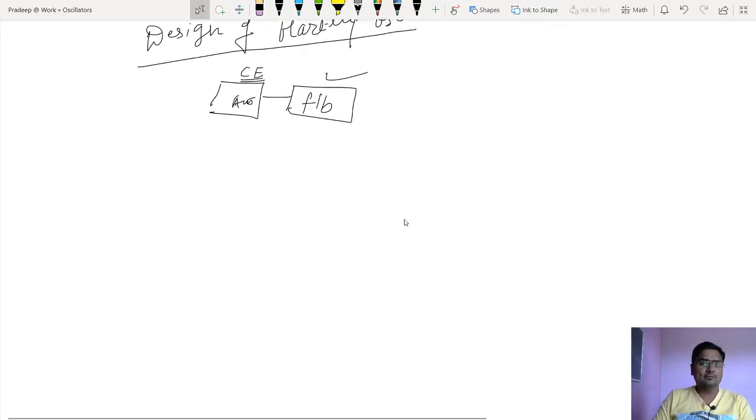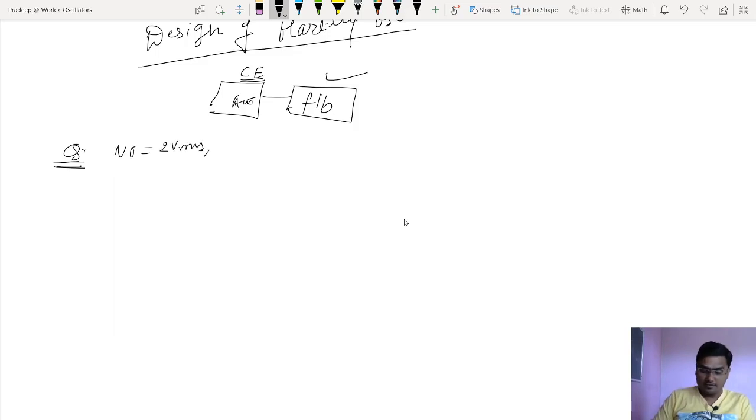So let us write the design statement. If you are there with me, then write the question with me. Design Hartley oscillator for the following specifications. Those are the specifications. Output voltage VO is given, that is 2 volt RMS. After that, the frequency of oscillations is given. Let me check how much frequency they have given. Okay, it is 2.5 megahertz.